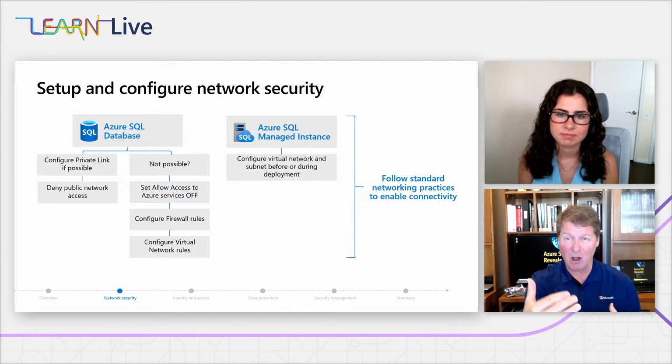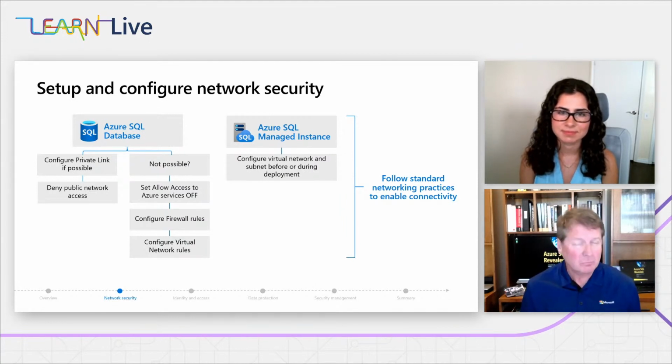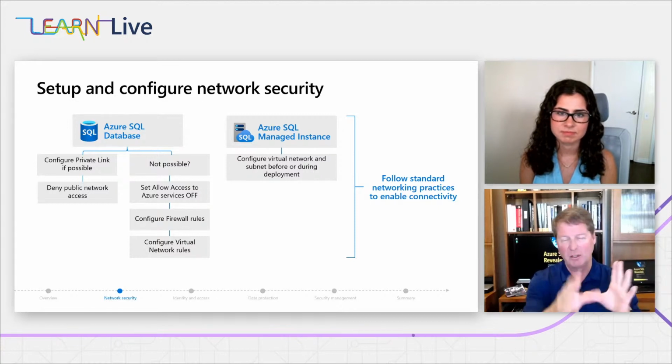But then if you turn that off, how are you going to connect? You're going to use either firewall rules or virtual network rules. Virtual network rules may sometimes be a little more complex to set up, but they offer a lot more flexibility, because you don't have to worry about how to do IP ranges and how to ensure that they meet the needs of your connecting clients. So that's kind of how you might approach Azure SQL Database.